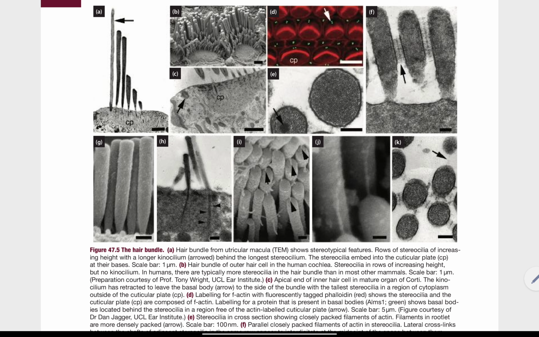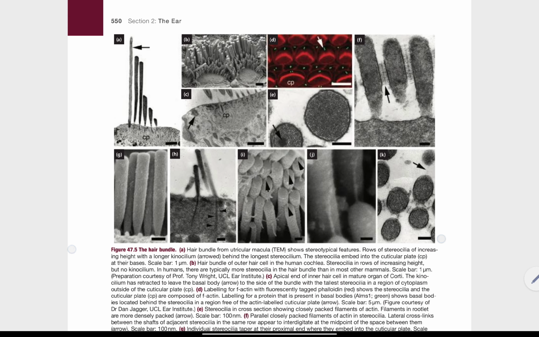E is the stereocilia in cross section showing closely packed filaments of actin. Filaments in rootlet are more densely packed. Scale bar 100 nanometer.